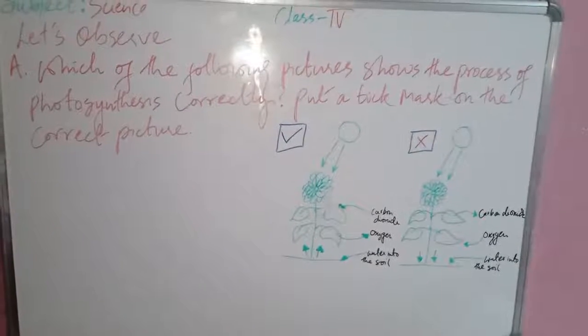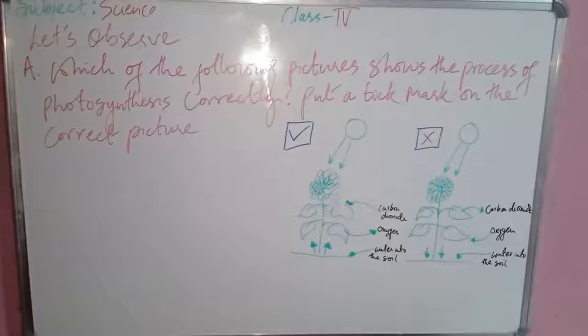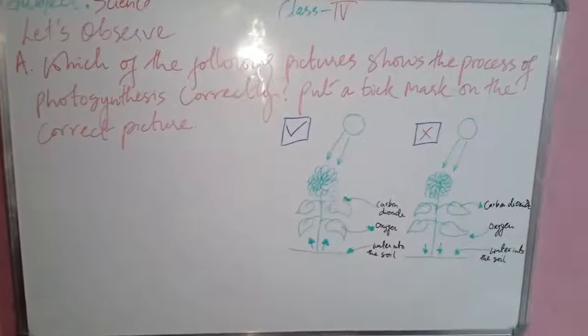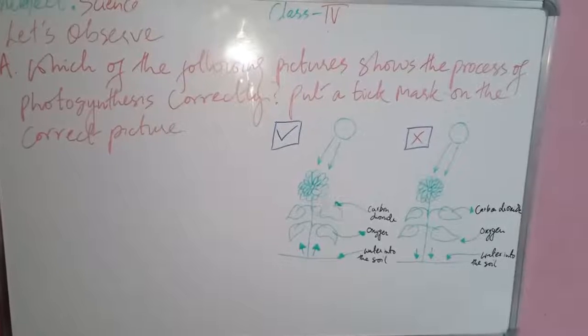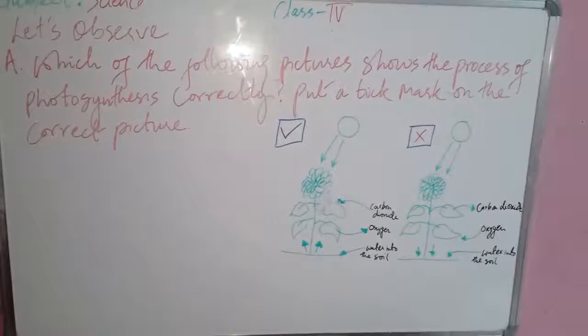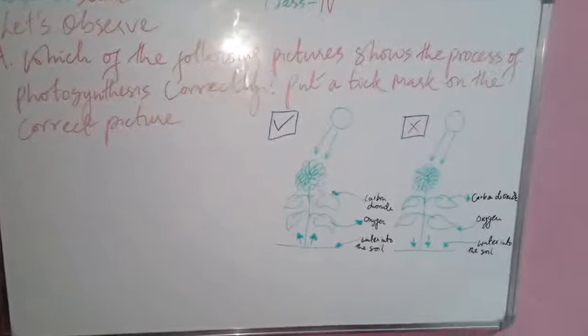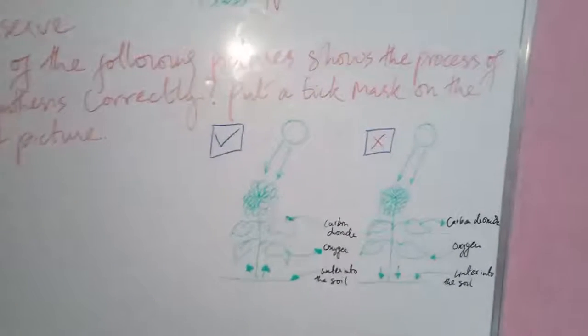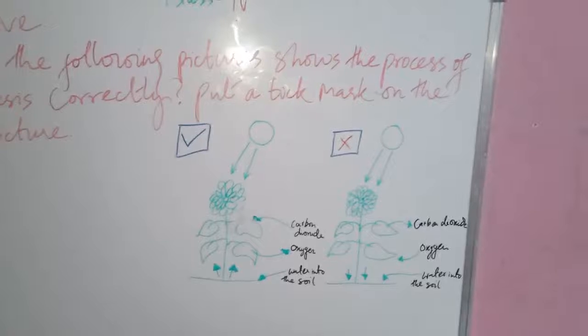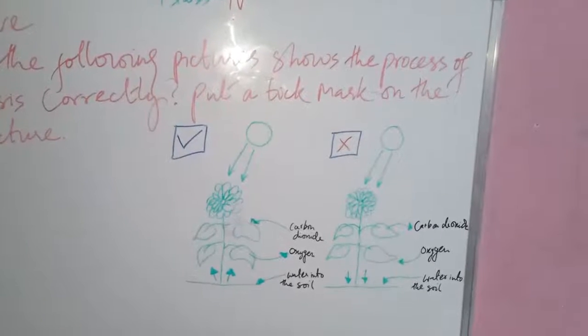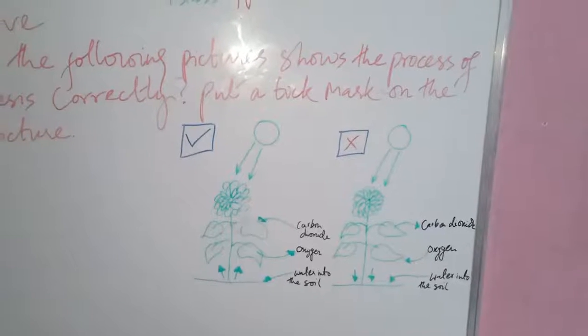So then we have, let's observe questions. Question A, which of the following pictures shows the process of photosynthesis correctly? Put a tick mark on the correct option, correct picture. So in these two pictures, the first one is the correct picture because it is taking in carbon dioxide and releasing oxygen.